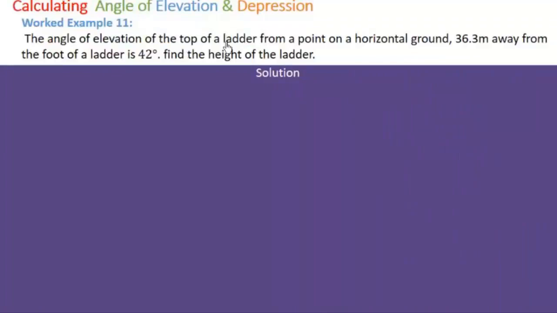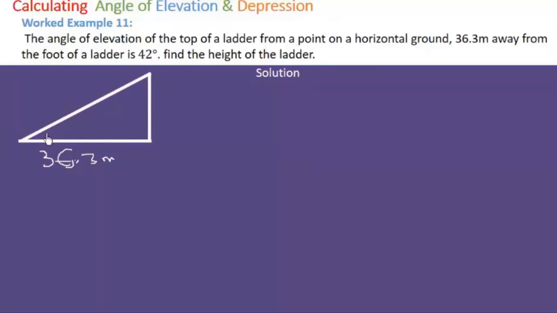The angle of elevation of the top of a ladder from a point on a horizontal ground 36.3 meters away from the foot of the ladder is 42 degrees. We are finding the height of the ladder. So let this be the ladder, then 36.3 meters away. Then from this point, you raise your head to spot the top of the ladder at an angle of 42 degrees. So we want to find the height of the ladder.